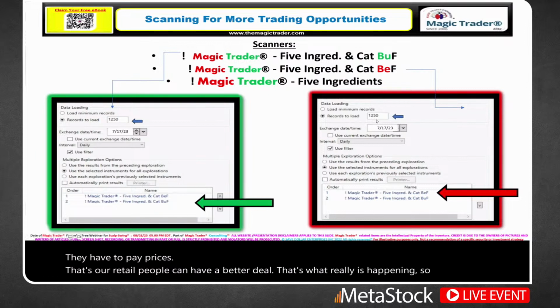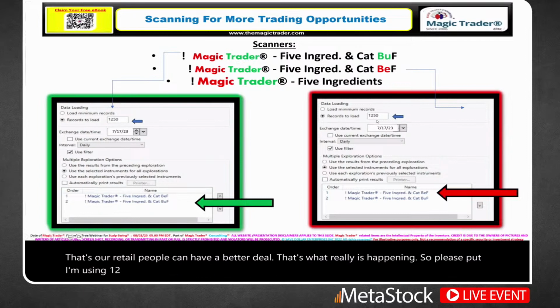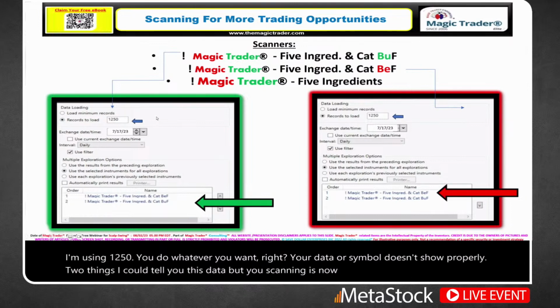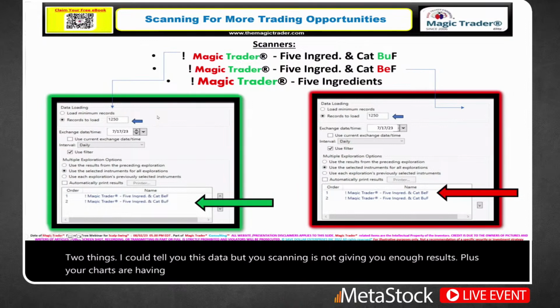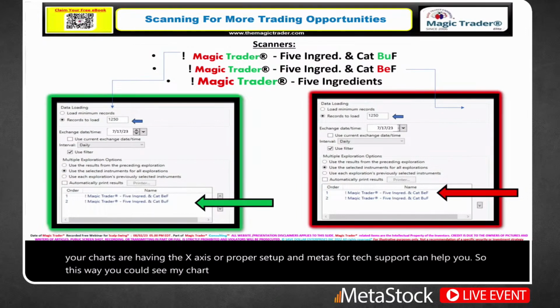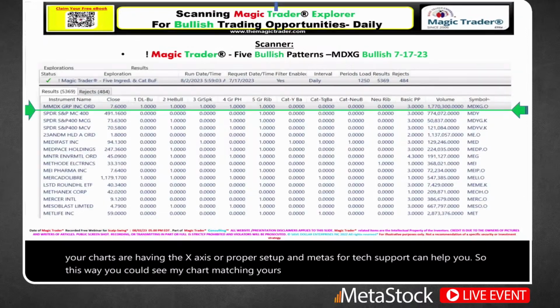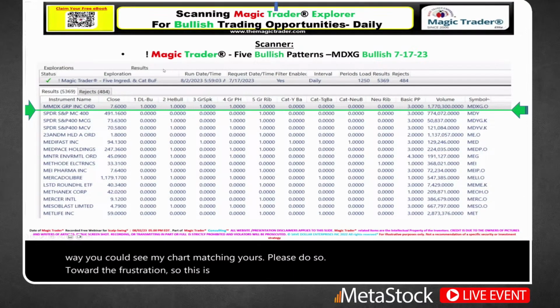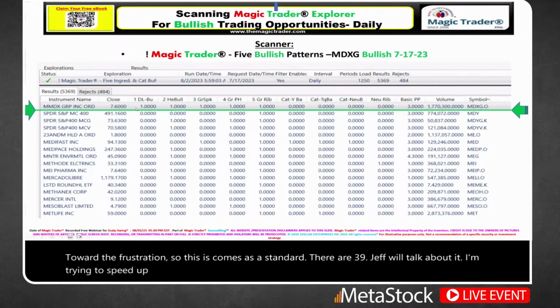So please, I'm using 1250. You do whatever you want, right? If your data or symbol doesn't show properly, two things I could tell you: the data you're scanning is not giving you enough results, plus your charts have the x-axis not properly set up, and MetaStock tech support can help you. This way you could see my chart matching yours. Please do so to avoid the frustration. So this comes as a standard. There are 39. Jeff will talk about it. I'm trying to speed up now because we lost some time today in difficulties.